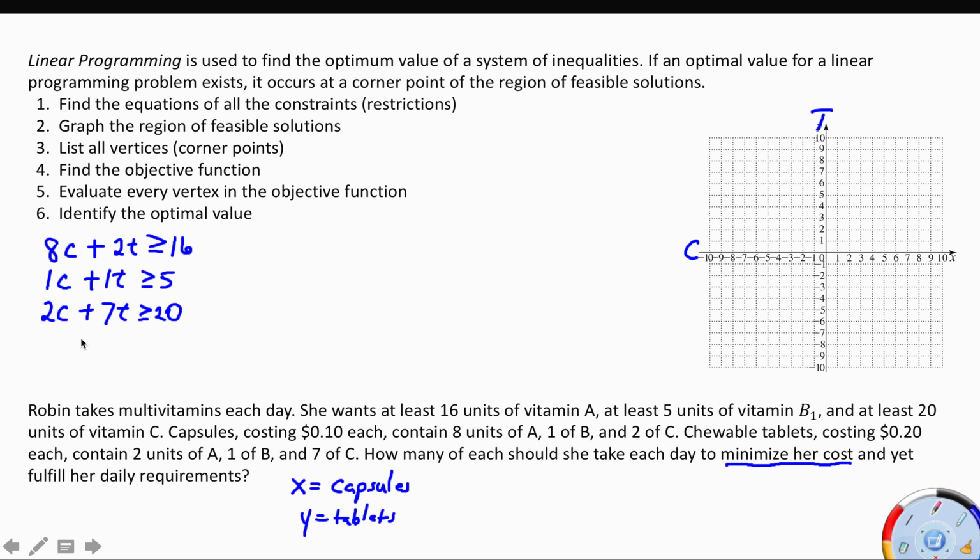Now don't forget, it also means that you can't take a negative number of capsules or tablets. So we have a couple of obvious constraints to add, that C has to be greater than or equal to 0, and of course T has to be greater than or equal to 0. Which means if I go ahead and graph these over here, that means I'm working in this positive quadrant right here, right? So I'm already confined to this quadrant, everything in there.